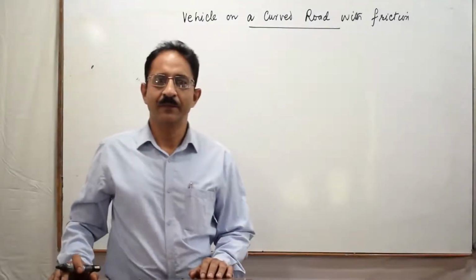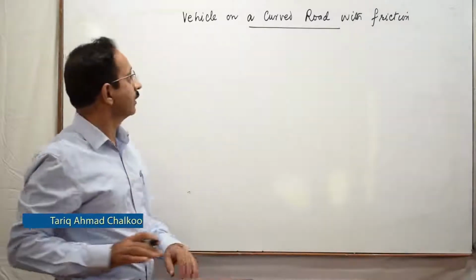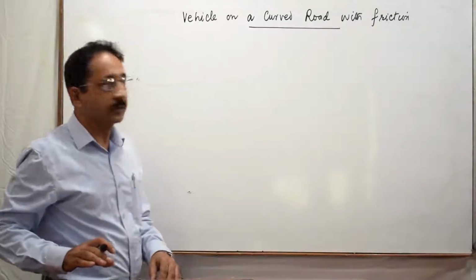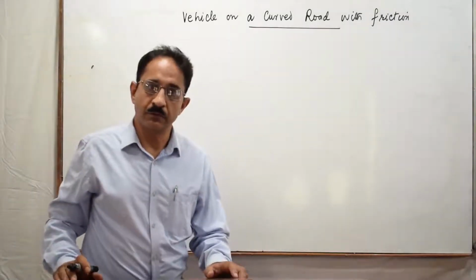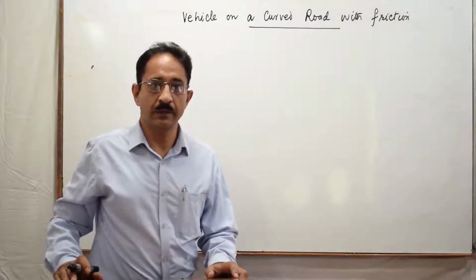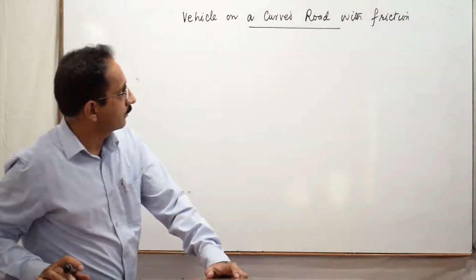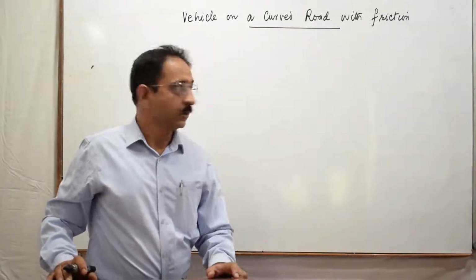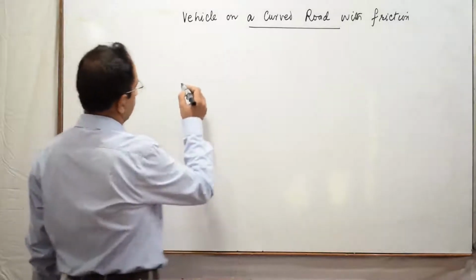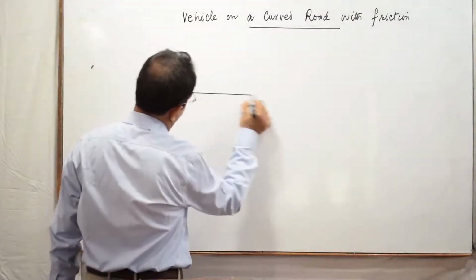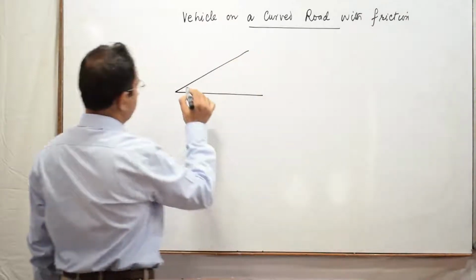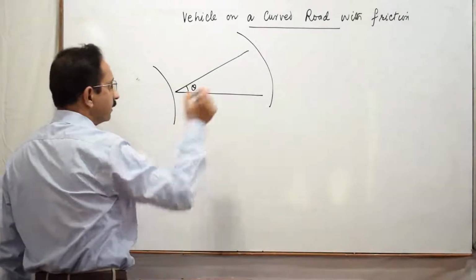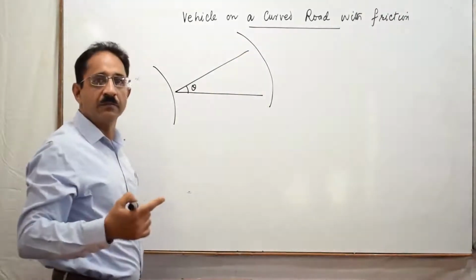Welcome to this lecture. Today we take up the dynamics of a vehicle which is trying to traverse a curved road, assumed to be a circular track, and there is friction between the tires and the road. So assume a banked road, banked at angle theta. The banking will be such that the outer bank is raised with respect to the inner.